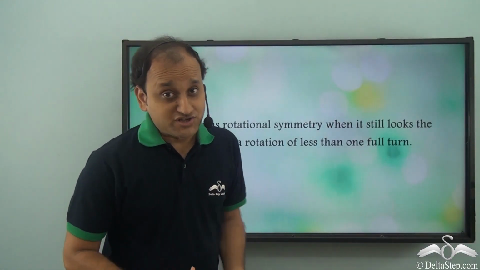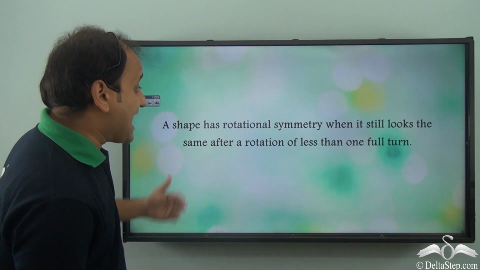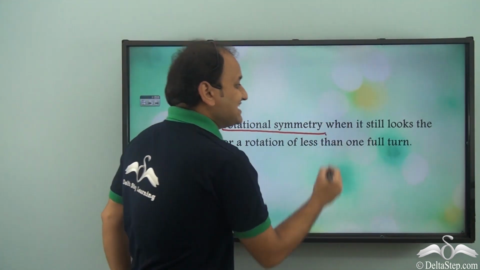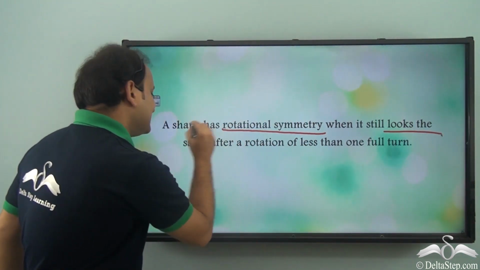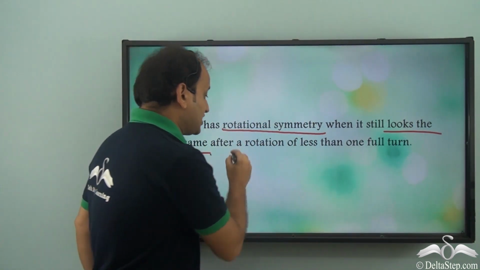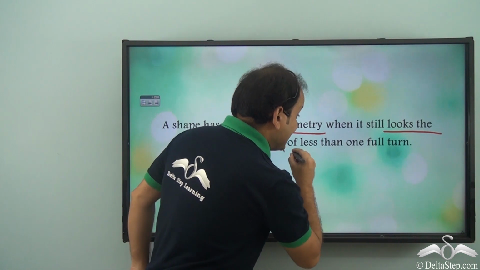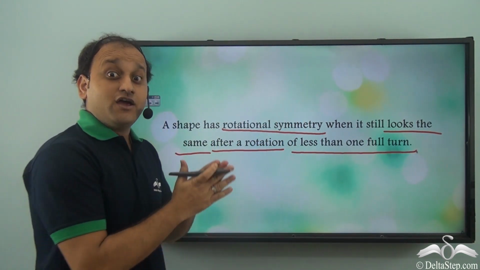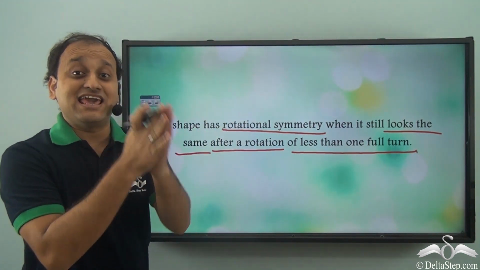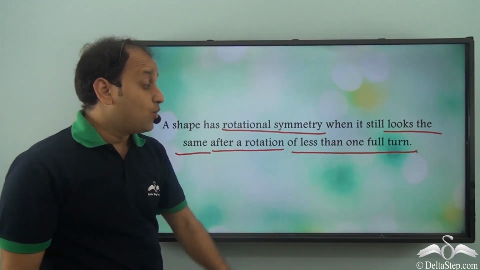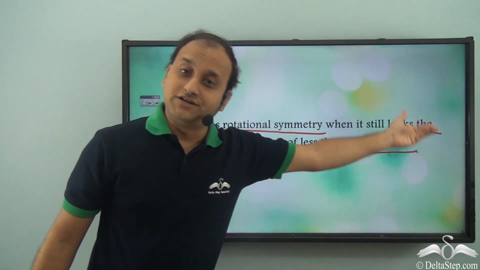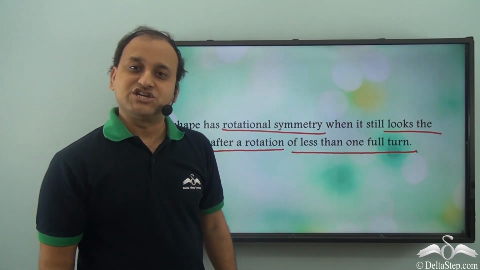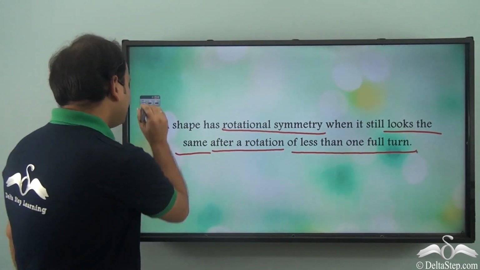So what is rotational symmetry? A shape has rotational symmetry when it still looks the same after a rotation of less than one full turn. So only if it looks exactly the same as the initial position without completing one full turn, we will say that the object is showing rotational symmetry.